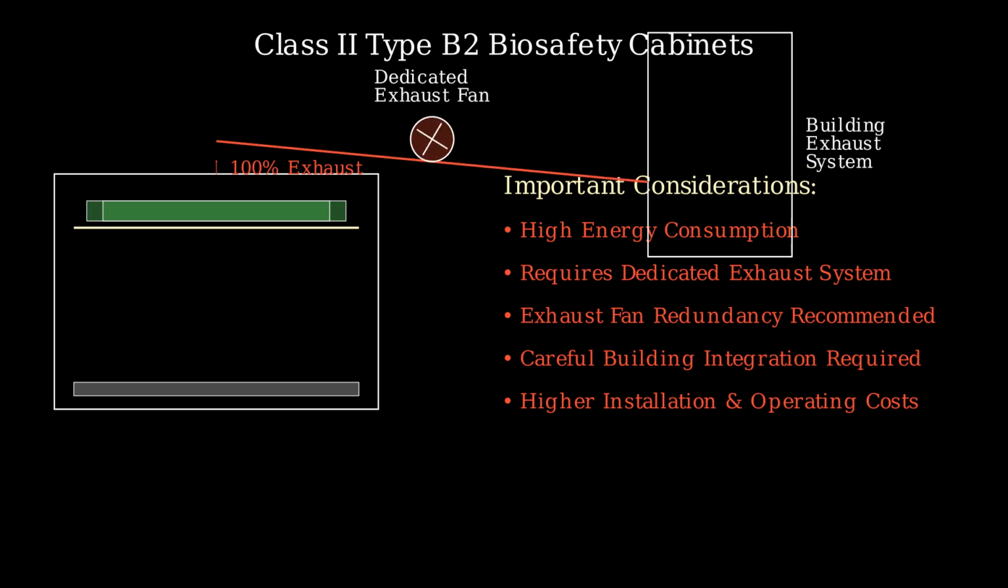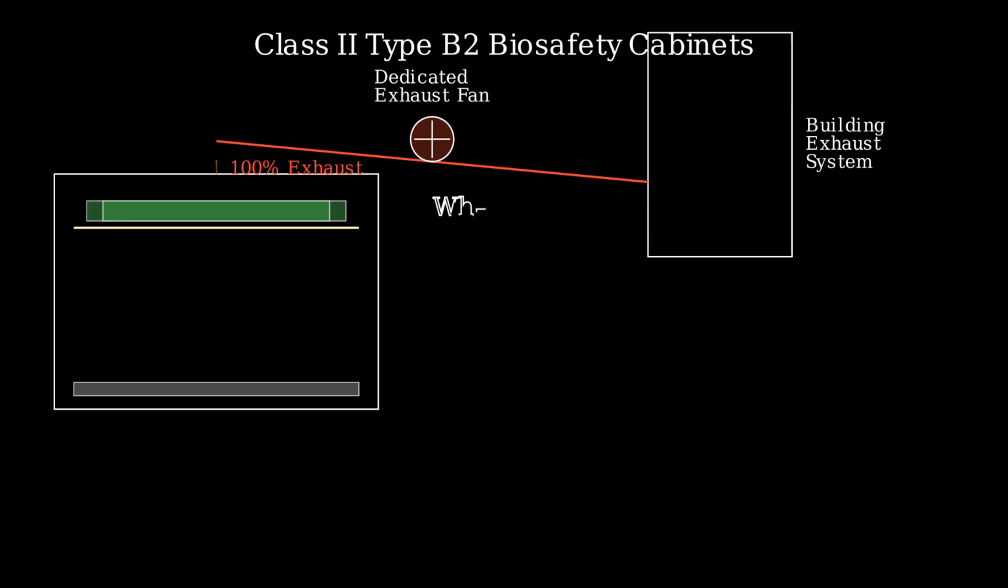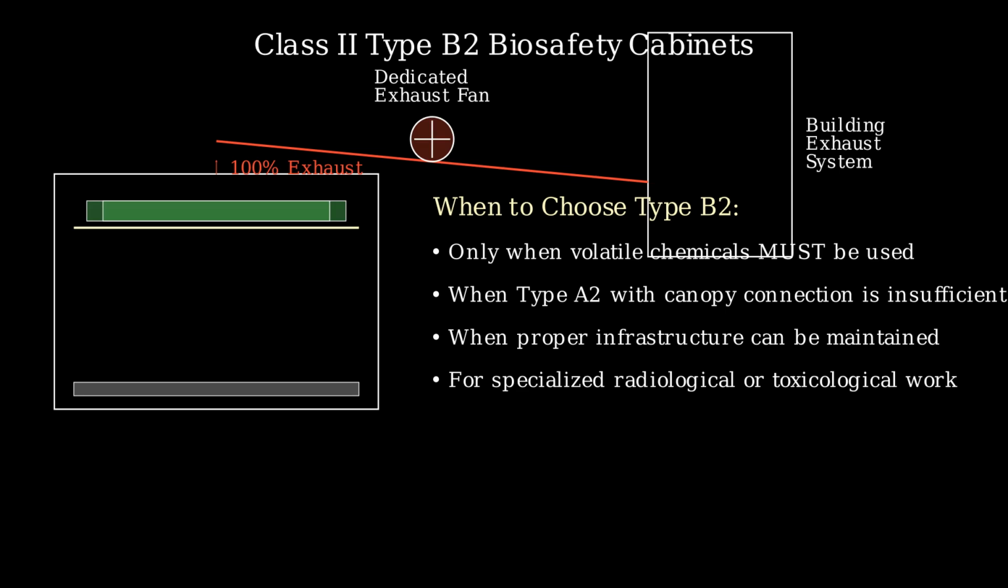The exhaust system must have fail-safes to ensure continuous operation even if the primary exhaust fan fails. These requirements significantly increase both installation and operating costs compared to other biosafety cabinet types. Due to their specialized nature and high operational requirements, Class 2B2 cabinets should only be selected when absolutely necessary for work involving volatile toxic chemicals or radionuclides that cannot be safely handled in other cabinet types.